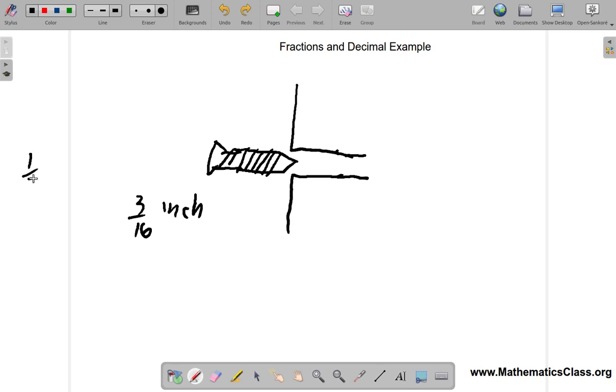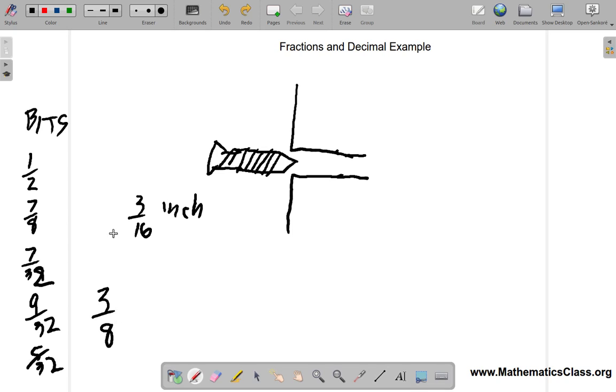Now, you might have some common size drill bits: 1/2 inch, 7/8 inch, 7/32 inch, 9/32, 5/32, 3/8, and so on and so forth.